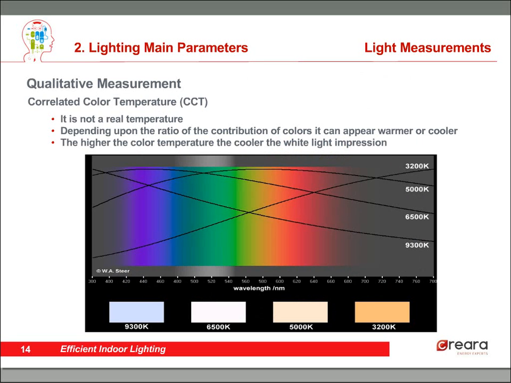Finally, the correlated color temperature, or CCT, is the aspect the objects have in the light if the light is cold or warm. It's important to acknowledge that this is not a real temperature. If we say a lamp has 6,000 Kelvin, this doesn't mean that the lamp temperature is 6,000. This is just the color temperature or the light temperature. The higher the color temperature, the cooler the white light impression.